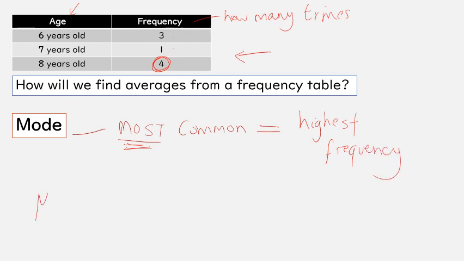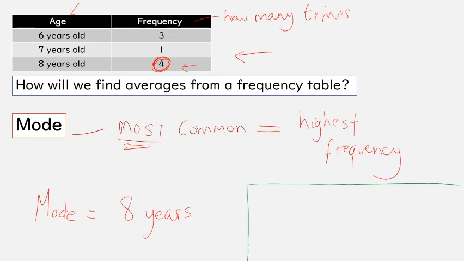However, just be careful. Even though in our frequency the highest number is 4, this is telling us that there's 4 lots of 8-year-olds. So actually the mode is 8 years. The most number of times something comes up is 8-year-olds. We know this because let's just pretend we were going to write out the data. The first bit, a frequency of 3 for 6-year-olds, means that 6 years old came up 3 times like that.